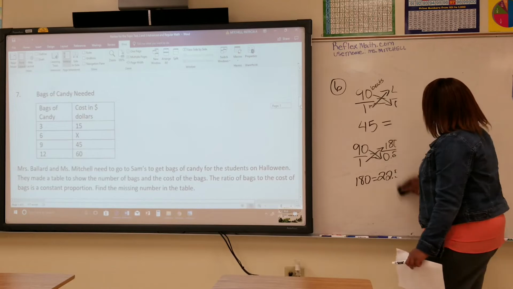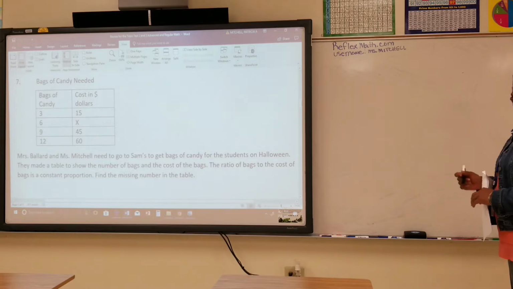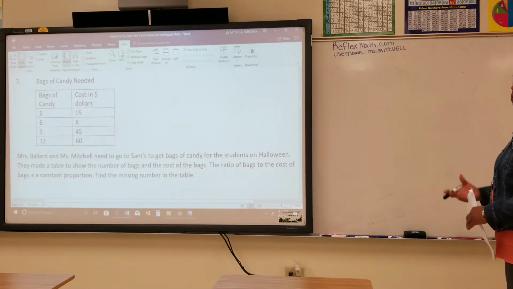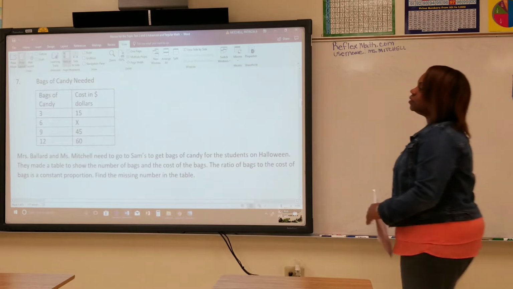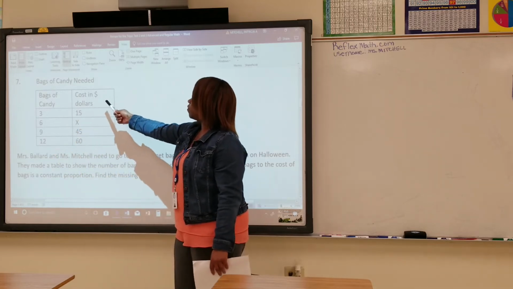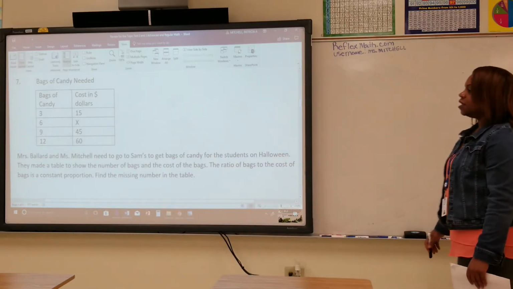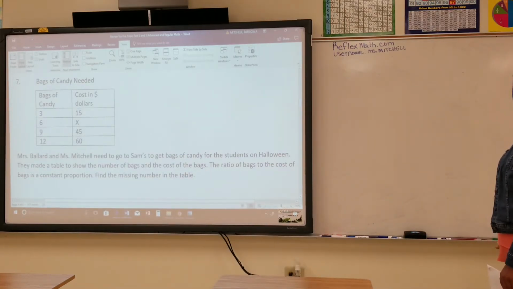All right. Now, number 7. We have a table of bags of candy needed. And this column, we have bags of candy with 3, 6, 9, and 12. Here we have cost in dollars, 15, X, 45, and 60. And it says, Ms. Ballard and Ms. Mitchell need to go to Sam's to get bags of candy for the students on Halloween. They made a table to show the number of bags and the cost of the bags. The ratio of bags to the cost of bags is a constant proportion. Find the missing number in the table.